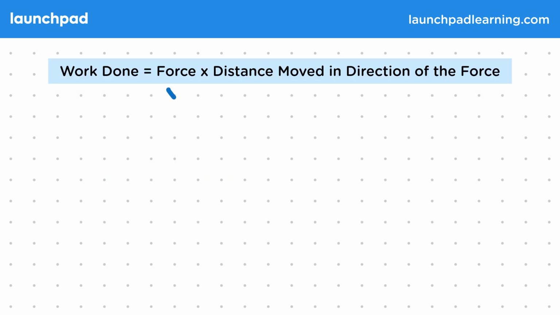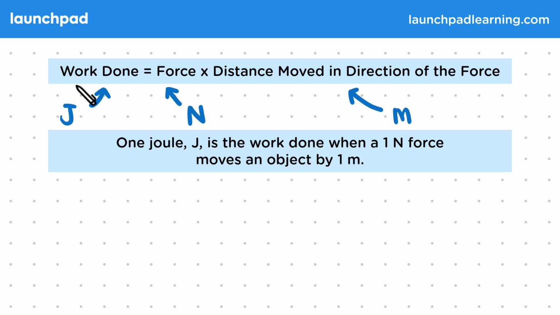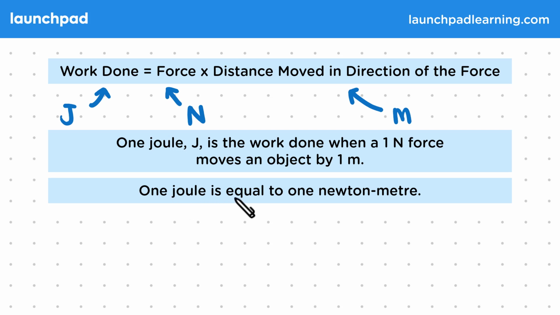Well, first, the strength of a force is measured in newtons, then the distance is measured in meters, and since work is the amount of energy transferred, then we use units of energy for this, so joules. In fact, we use this equation to define units of energy. So 1 joule, J, is the amount of work done when a 1 Newton force moves an object by 1 meter. In other words, 1 joule is equal to 1 Newton meter.